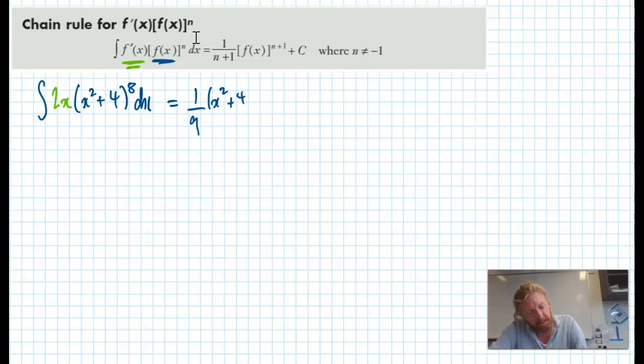x squared plus 4 to the power of 9 plus c. That's how it's going to work. I need my derivative here and my function here, and then I can use this form straight away. What I want to do now is show you how it works exactly like we did up there.